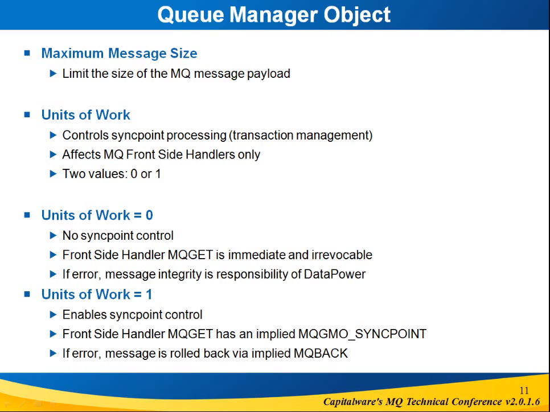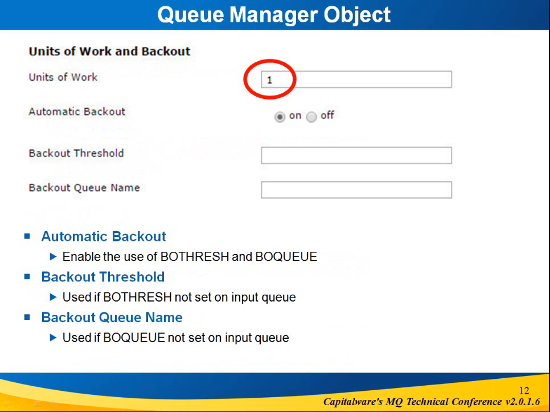If you set the units of work to 1, however, it turns on automatic sync point control, which means that the front side handler doing an MQ get from the queue has an implied MQGMO sync point turned on, which means that the message is not deleted from the queue at this point, but is held for pending delete, and only when the DataPower box issues a commit does the message get deleted from the queue, or if the DataPower box encounters an error which is not handled by other means, then an automatic implied rollback occurs, like an MQ back, which means that it rolls the message back onto the queue as though nothing had happened.